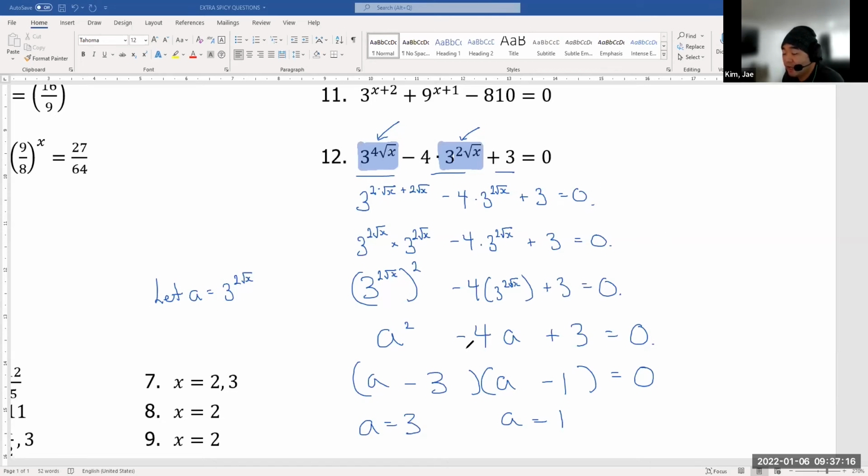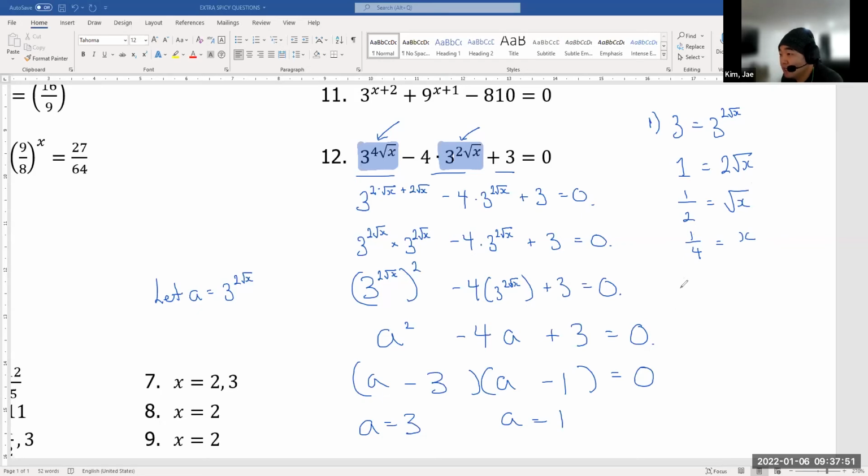So we have, if a equals 3, so case number 1, if 3 is equal to 3 to the root x, that means 2 root x is equal to 1. That means the exponent of 1 is equal to 2 root x. Let's write it that way. That means 1 over 2 is equal to root x. And that means x is going to be equal to, if I square it, 1 over 4.